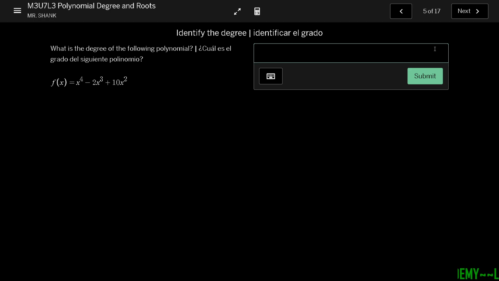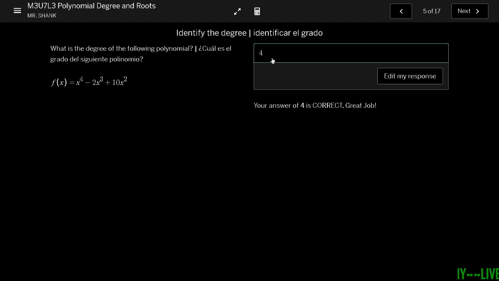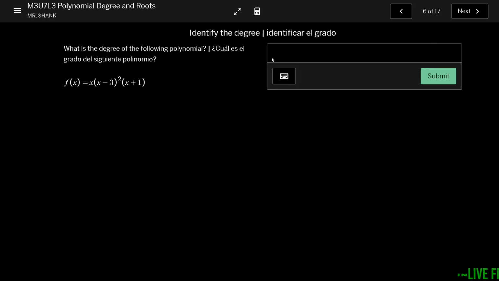Okay. So when I'm looking at this exponent, I'm saying, hey, the highest exponent that I have in this equation is going to be 4. So my degree is just going to be 4. It's getting real simple. Again, when you're trying to identify the degree of an equation like this, it's really simple to look at either the sets of parentheses or the highest exponent.